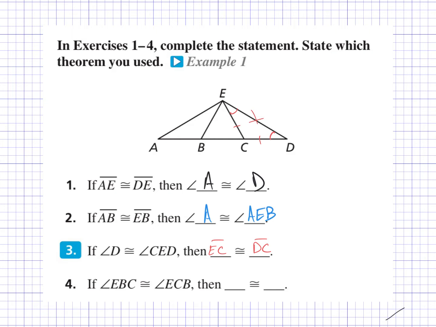And for practice, number four, let's go ahead and erase those. Angle EBC and angle ECB are congruent. And again, not the side in between them, but the other two sides have to be congruent. So EB and EC.